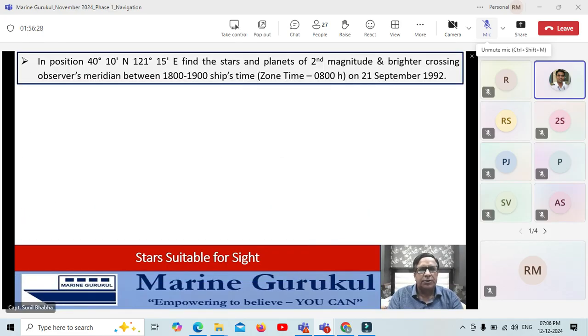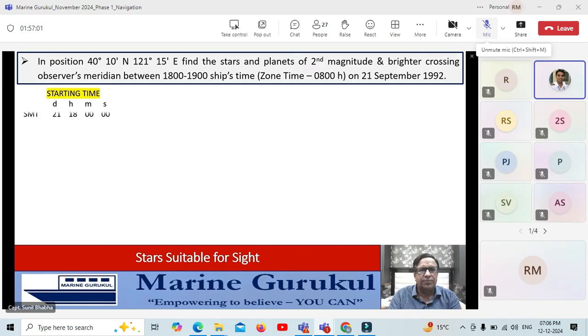So now we're in a position where we can solve this question. In position 40 degrees 10 minutes north, 121 degrees 15 minutes east, find the stars and planets of second magnitude and brighter crossing the observer's meridian between 1800 hours to 1900 hours ship's mean time, zone time -8, on 21st September 1992. So we first find out the GMT at the commencement of the required interval and GMT at the end of the required interval.